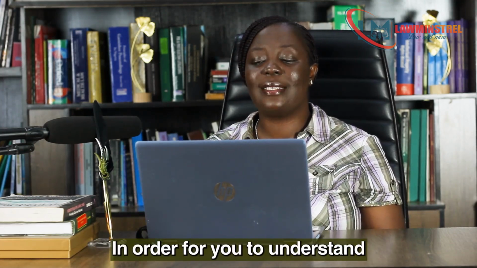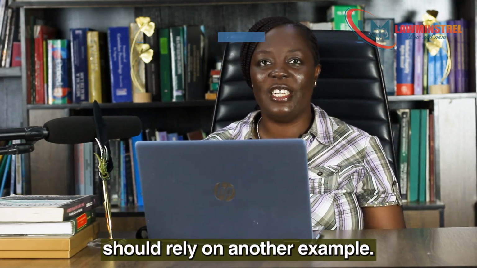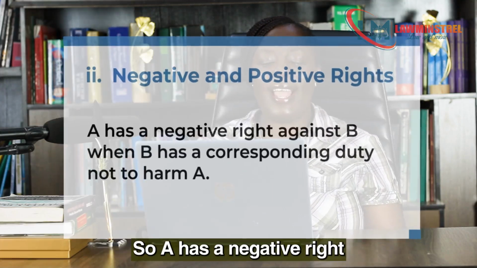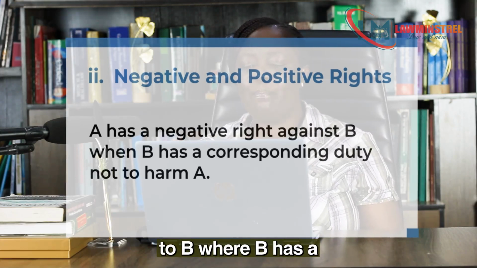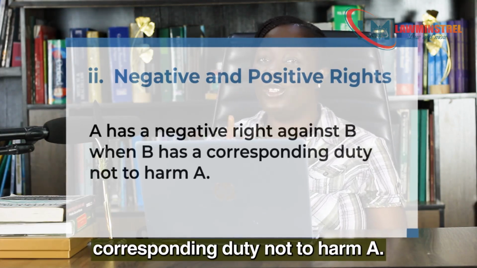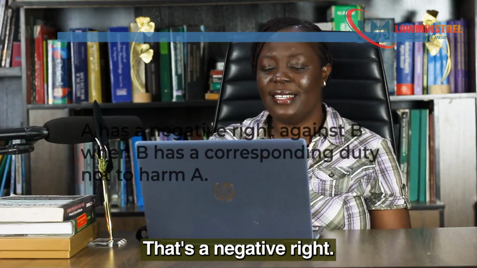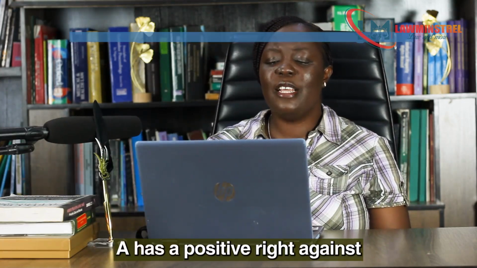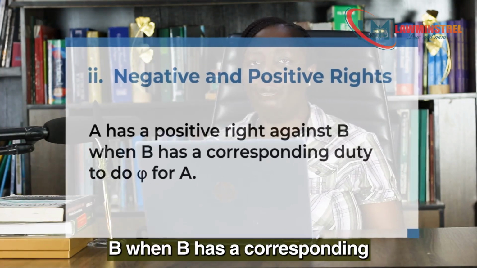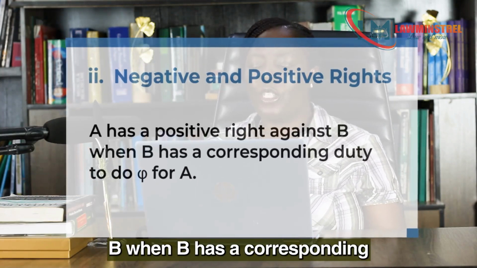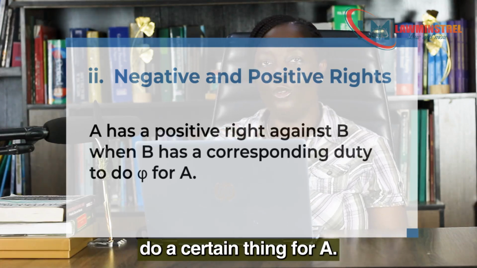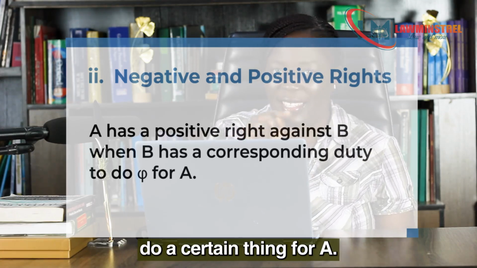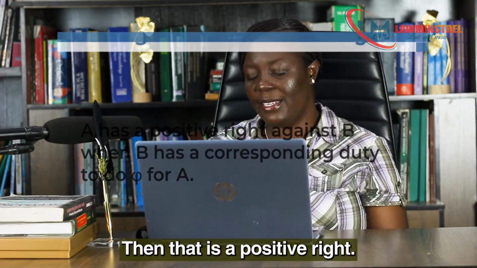In order for you to understand this better, I think that we should rely on another example. So, A has a negative right against B, where B has a corresponding duty not to harm A. That's a negative right. A has a positive right against B when B has a corresponding duty to pay A something or do a certain thing for A. Then that is a positive right.